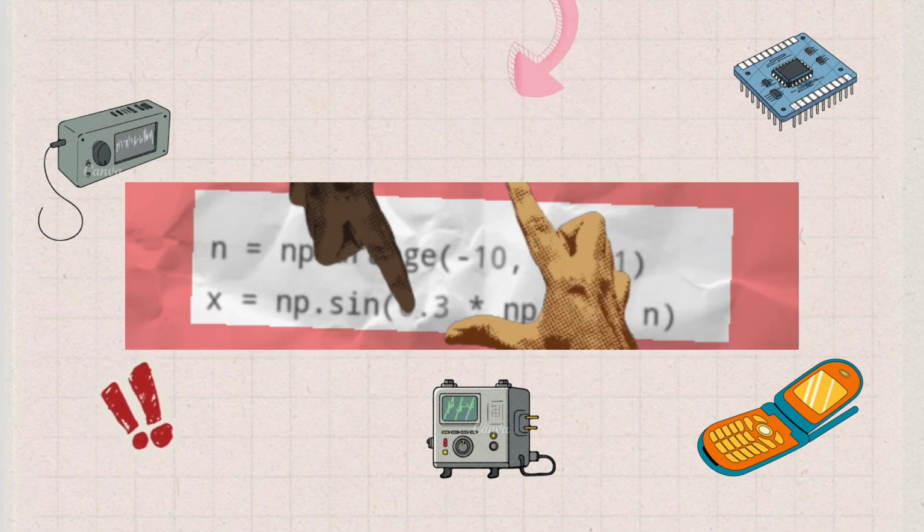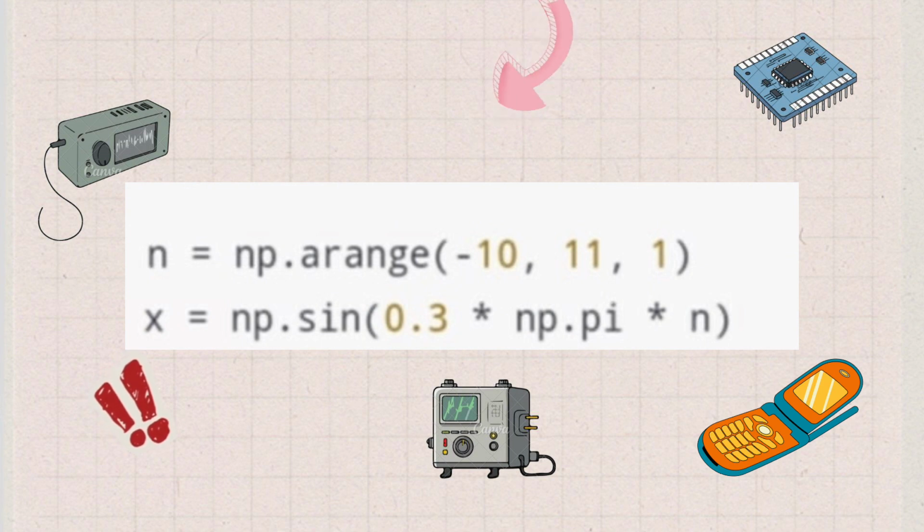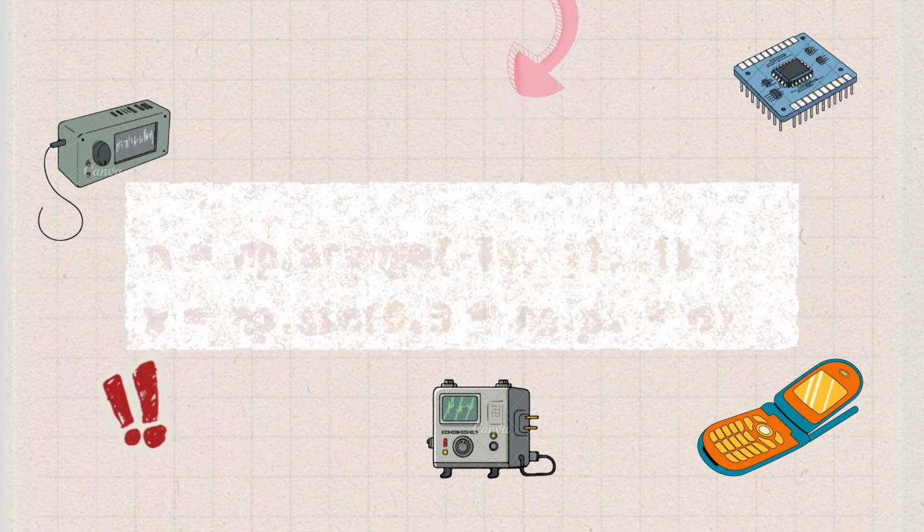Step 2. Generate the original signal. Let's break this down. n creates discrete time indices from -10 to +10, giving us 21 sample points centered at 0. x defines our original signal as the sinusoidal function sin(0.3 pi n), a discrete sine wave that oscillates smoothly between -1 and +1. This signal will serve as the base reference for all the transformations we'll apply later.